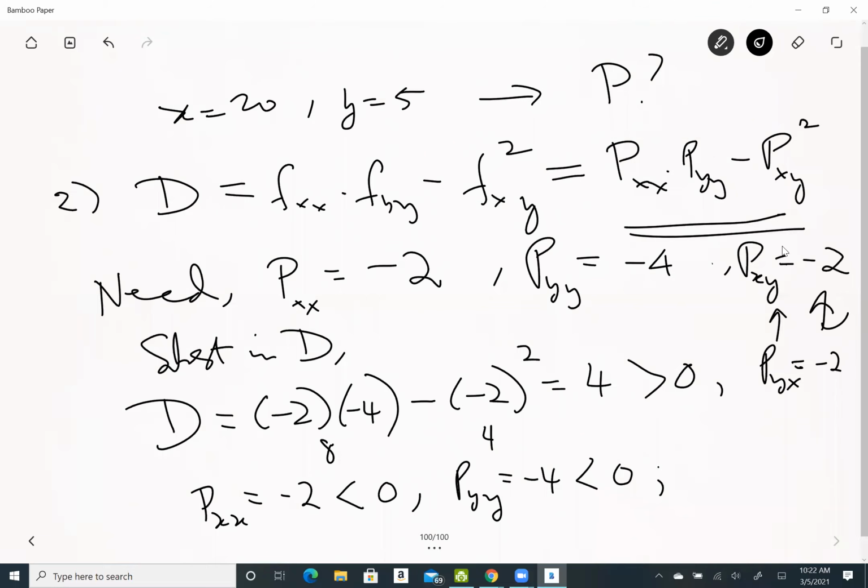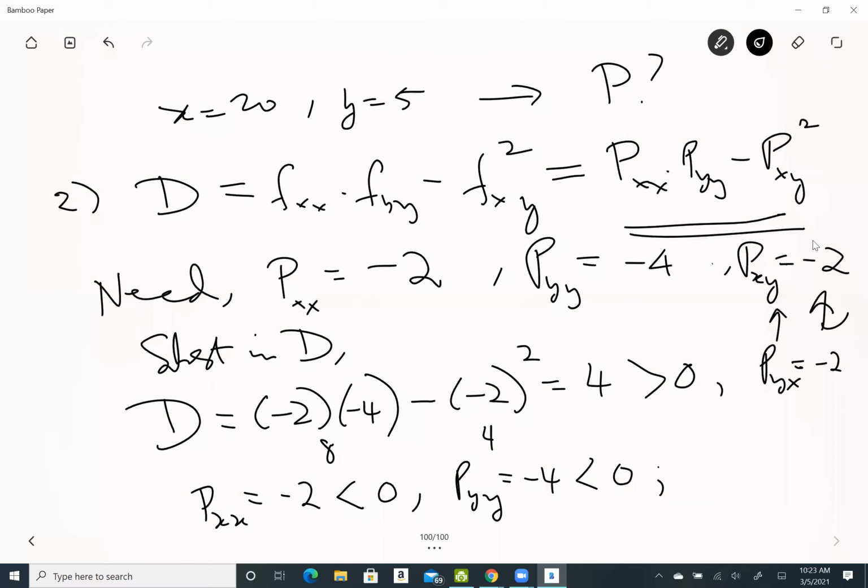Maximum. So it's a maximum point. So you say here, therefore the profit has a maximum at x equal to 20, y equal to 5. So P is maximum at x equal to 20, y equal to 5. The last thing is you have to find the profit. What is the profit at x equal to 20, y equal to 5?